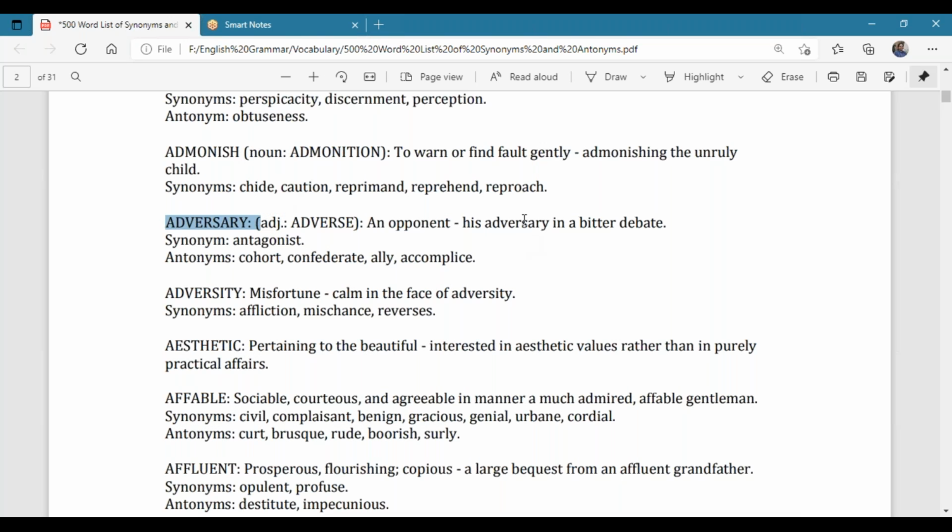Adversary is again a useful one. Adversary means opponent. Adversary is a noun and adverse is an adjective. Adversary means an opponent, maybe in a conflict or in a dispute. A rival, enemy, challenger, contender, competitor. We call all these kinds of candidates an adversary.